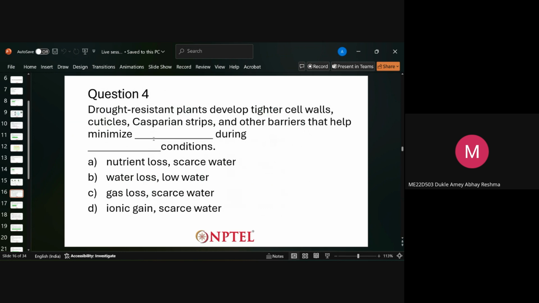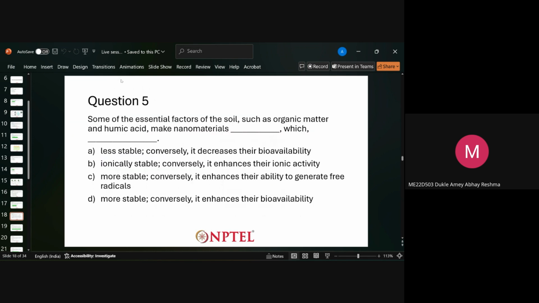The fourth question is: drought resistant plants develop tighter cell walls, cuticles, Casparian strips and other barriers that help minimize dash during dash conditions. So the answer is water loss during low water conditions.